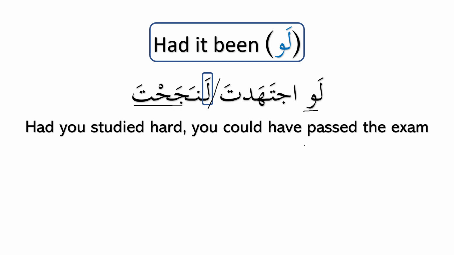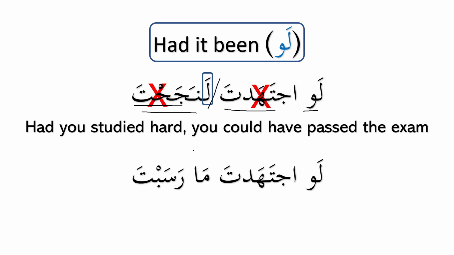What happens over here? Why is it called a particle of impossibility for impossibility? Because there are two conditions and both of them have not been met. What happened? لو اجتهدت لنجحت. Now you didn't work hard and you did not succeed. So both of the conditions are not met. So that's why it is called particle of impossibility for impossibility. Because you didn't do this, you didn't get this.